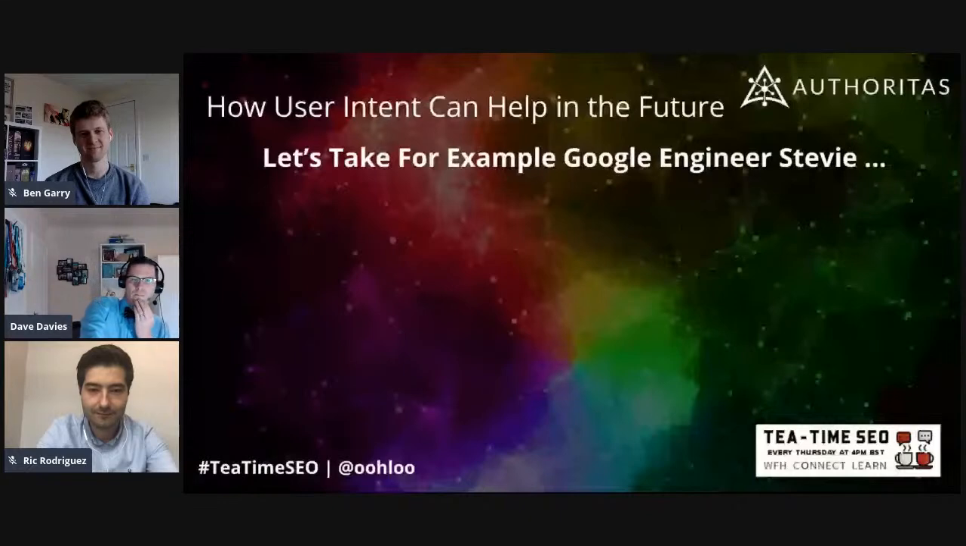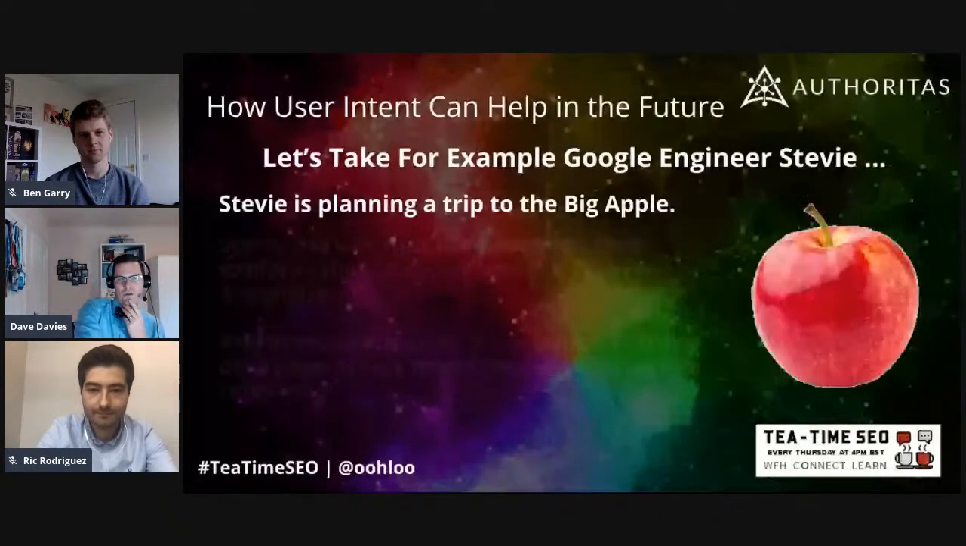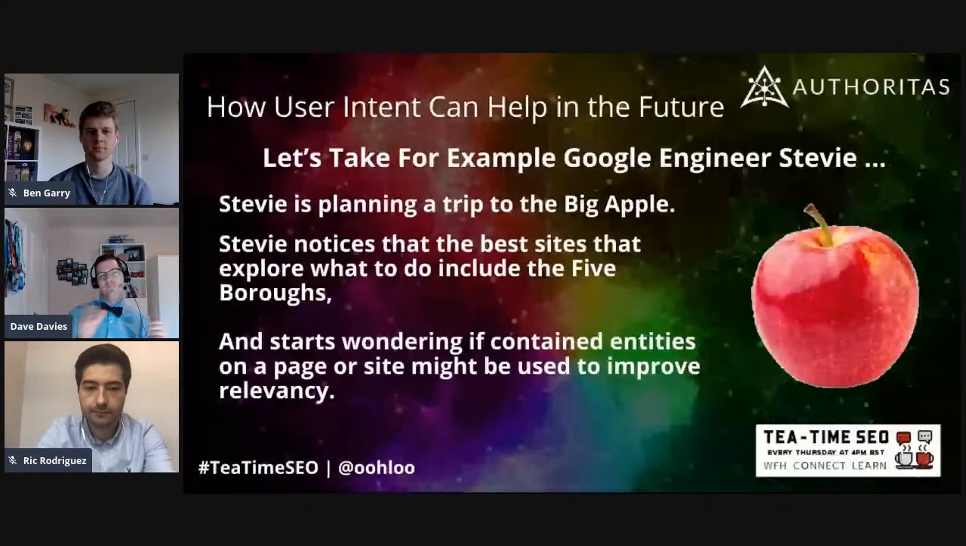So let's take, for example, the Google engineer named Stevie. So Stevie's planning a trip. He's heading over to the Big Apple to do a session. And he happens to notice, while he's looking for things to do, that the 5 boroughs are mentioned often in all of the pages that seem to satisfy his result. And Stevie starts wondering, as a Google engineer, is there a correlation between entities existing on a page, restaurants, boroughs, etc., to improve their relevancy?